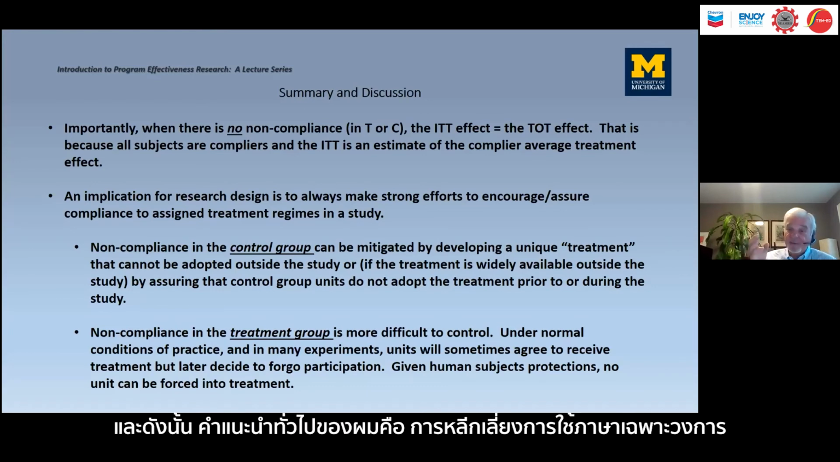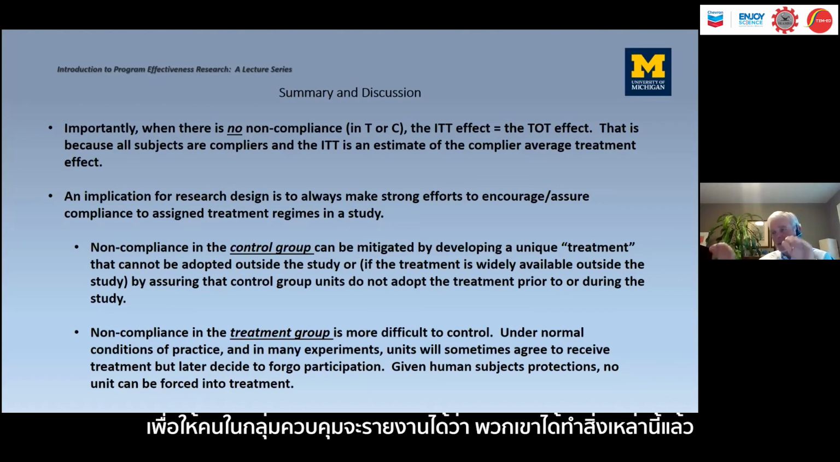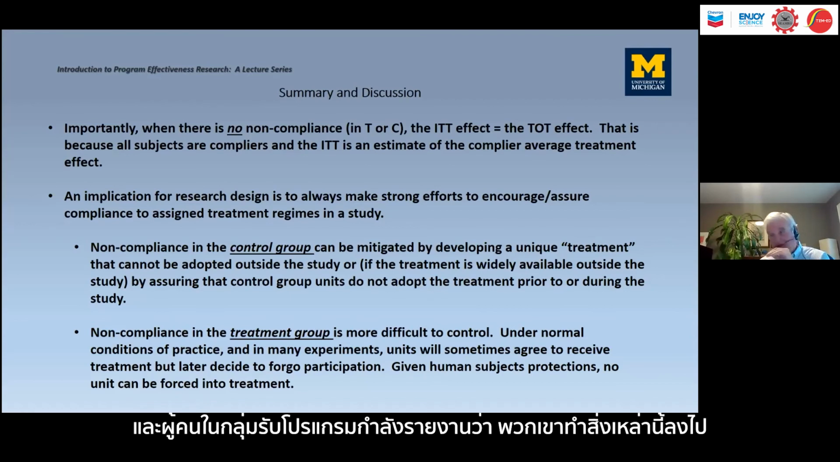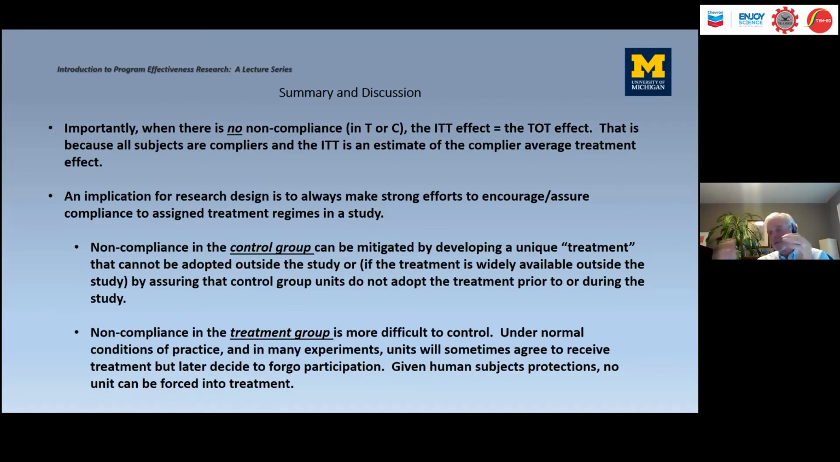And so my general advice is to avoid using buzzwords for describing something that are unique to the treatment, and try to make them so that people in the control group can report that they did do these things, and people in the treatment group are reporting that they did these things without the desirability bias of using terms that are used by the intervener themselves. So, and then you need to measure the same outcomes.